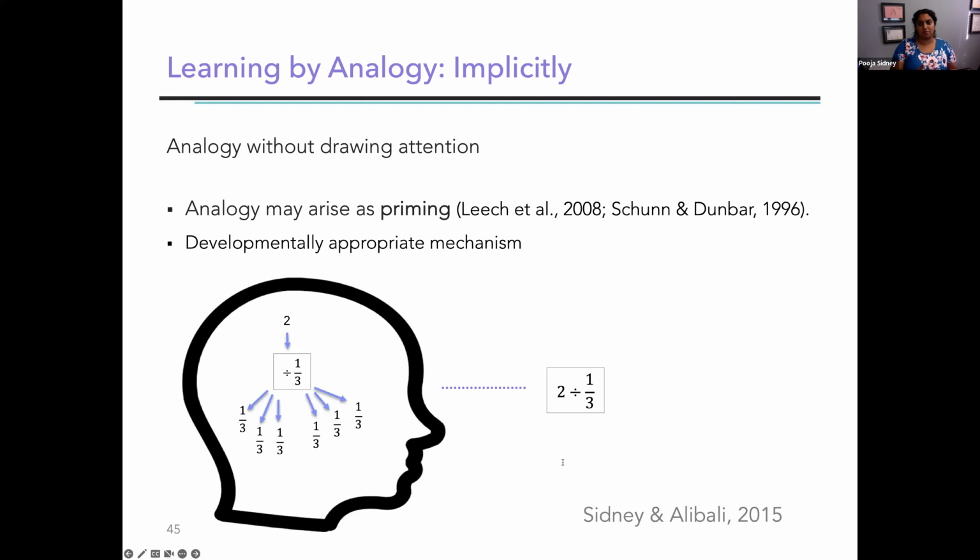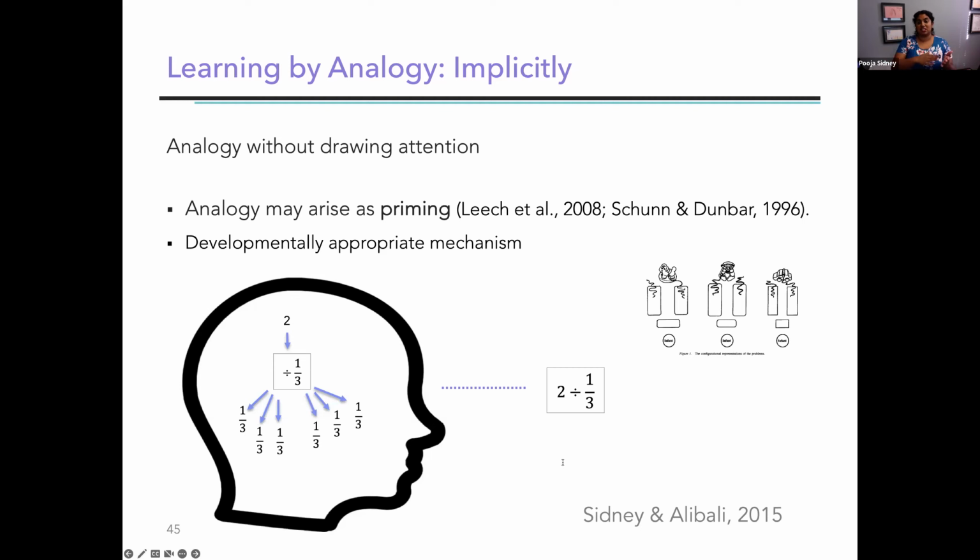Leach and colleagues have proposed that this is a more developmentally appropriate mechanism for explaining how kids make analogies compared to other models of analogy that may be based largely on the adult literature. So this relational priming is also what I think probably is underlying the spontaneous analogical transfer that we see in infancy.